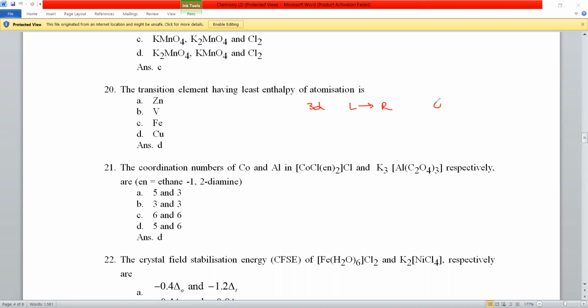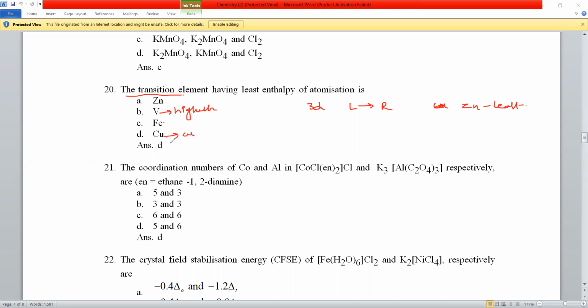So the least one we can take as copper. Usually zinc is the least one we can take. Zinc is least. But here it is telling a transition metal, right? Transition metal means zinc is not a transition metal. So we have to check vanadium, iron, copper. Vanadium has the highest enthalpy. The least one is copper we can take.